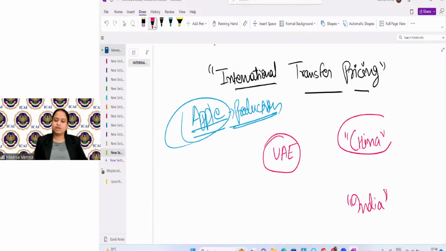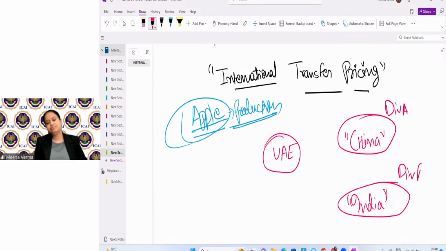Okay. So now what is happening? For example, they have the production process this way. They have one division in China and one division in India. And now what is happening? They need to transfer the goods from one country to another country.